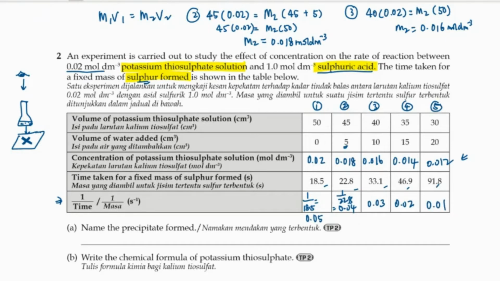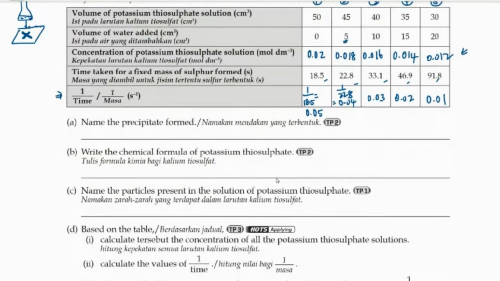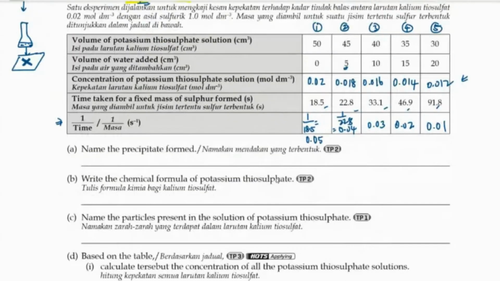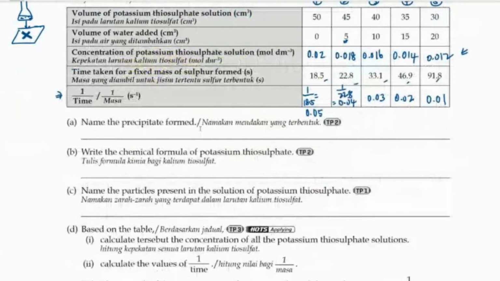Okay, name the precipitate formed from this reaction. Just now I mentioned already. What is the precipitate? Yes, sulfur. What is the color of the sulfur precipitate? Yes, light yellow color. If you write yellow, also correct. No problem.